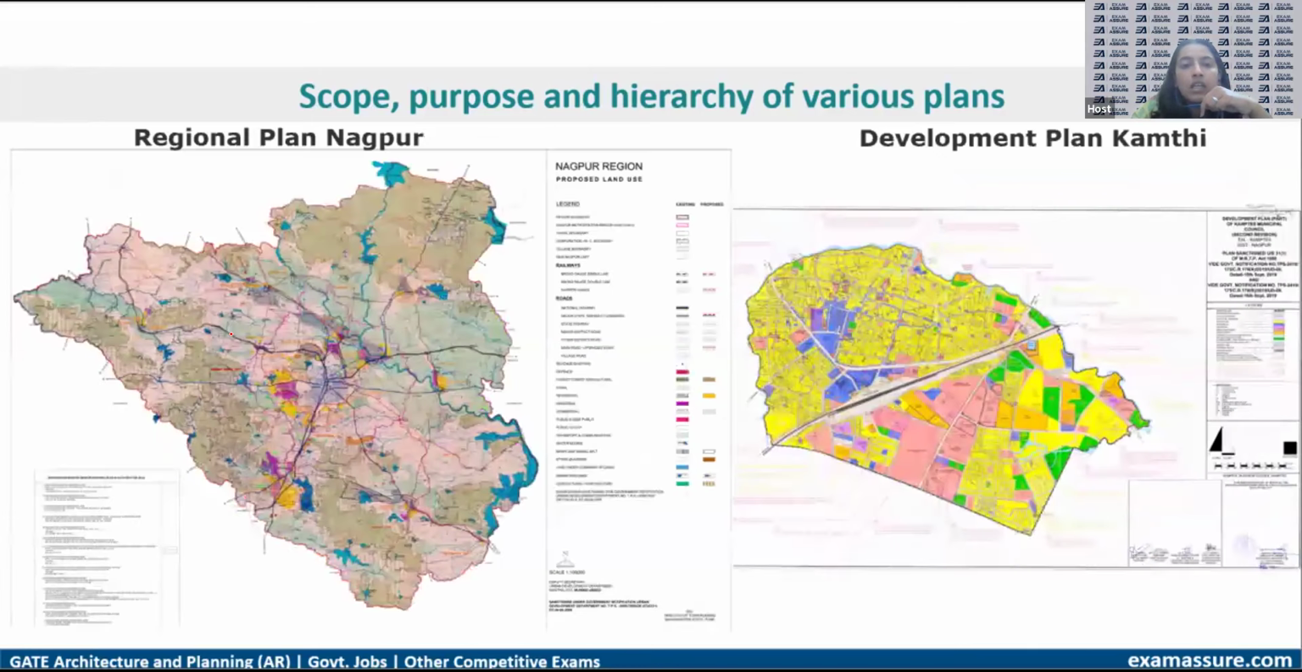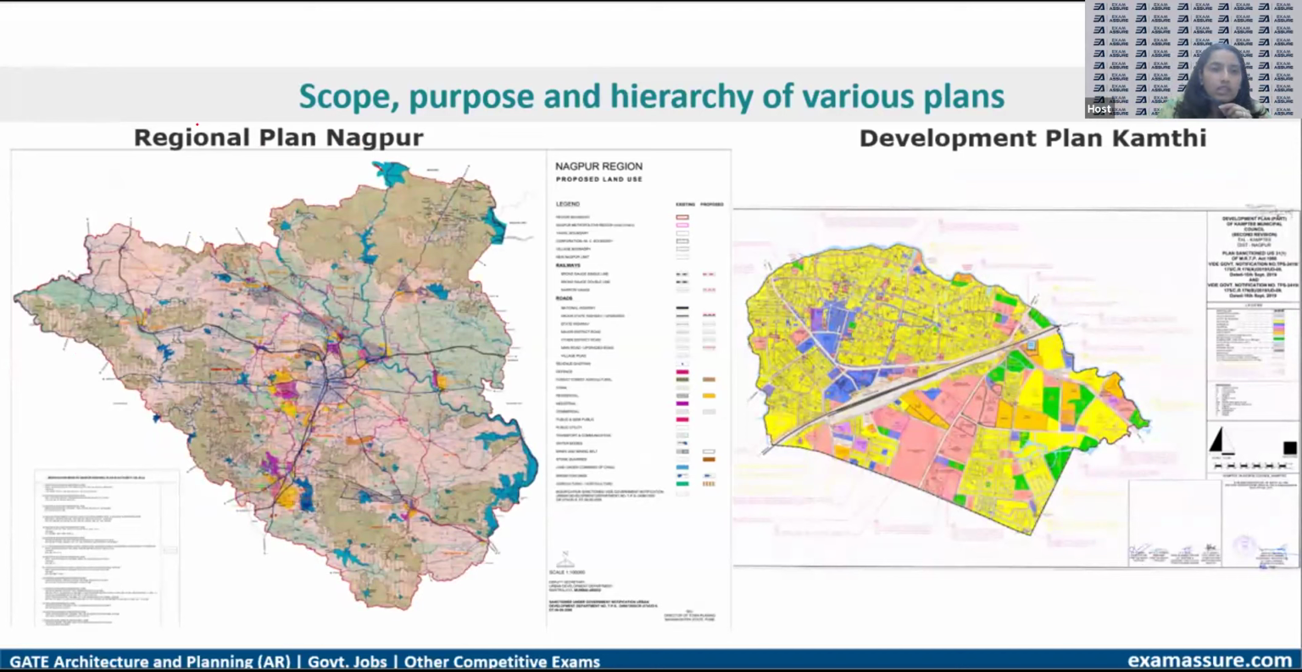Okay. In terms of Maharashtra now, this is the regional plan for Nagpur, the district of Nagpur. In Maharashtra, the regional plans are prepared as per the district, and it is not necessary that it has to be done as per districts, but this is done for easier administrative purposes.